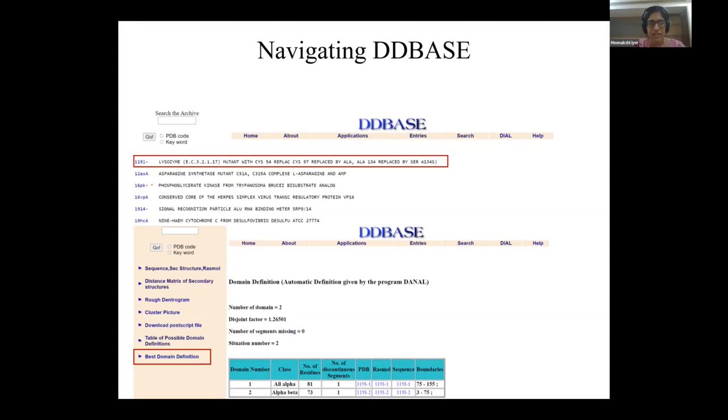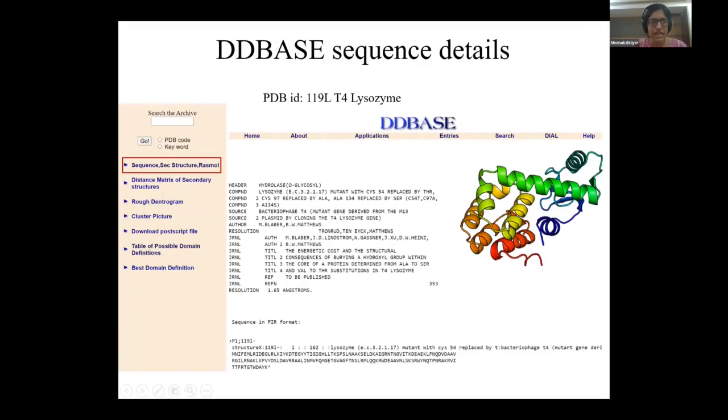Then if we would like to see the different sequences, the secondary structures, and view the structure in RASMOL, we can do that using the Sequences, Secondary Structure, RASMOL tab. Here I have shown a cartoon representation of the structure, where you can see this is the lysozyme, the PDB structure 119L. This is a T4 viral lysozyme structure. And here you will get the sequence details. This is a lysozyme enzyme which belongs to the hydrolase category of enzymes.